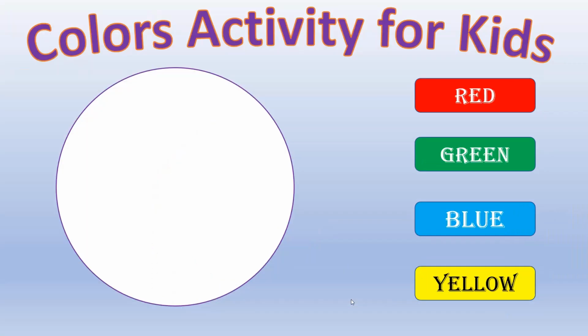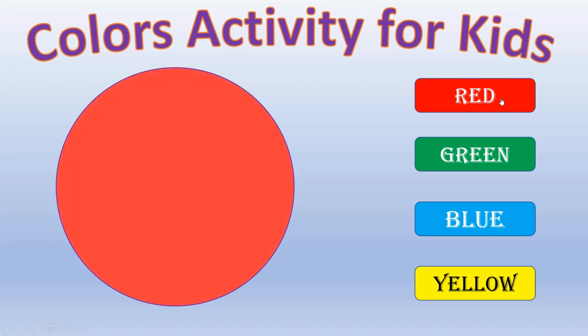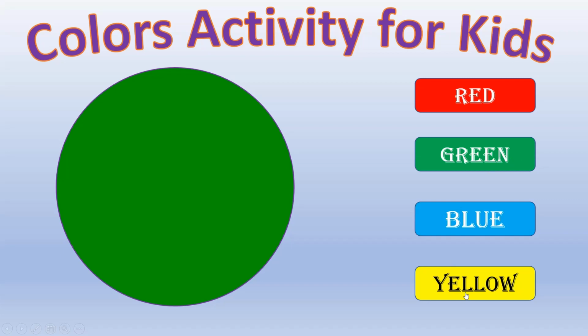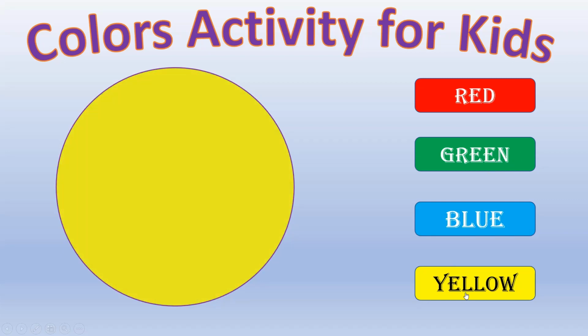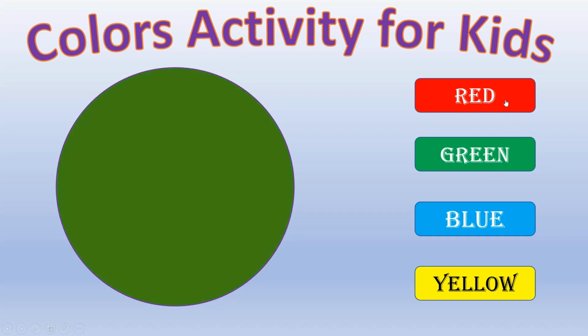Now I'm going to present again how it works. Just click on the red. The circle will automatically change to the red color, as well as green, blue and yellow also. We just have to click and our circle color will change to that particular color.